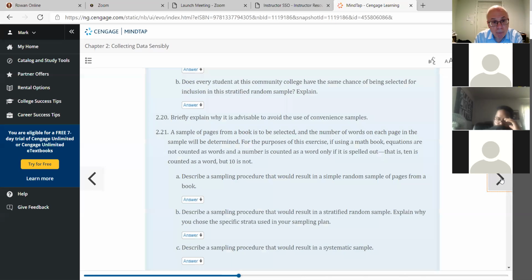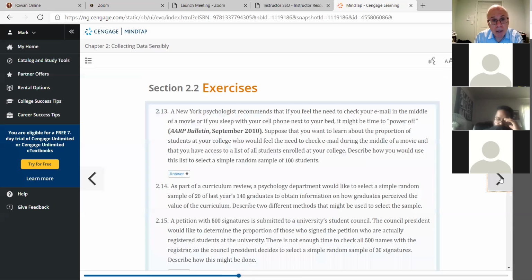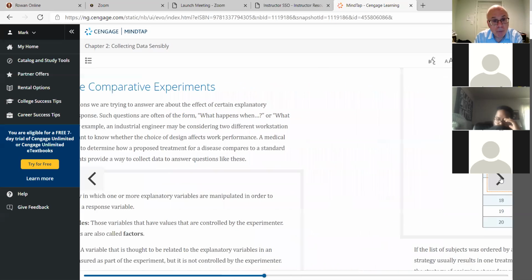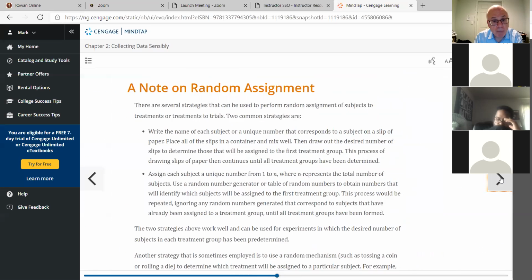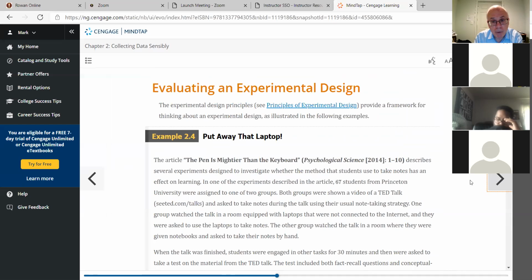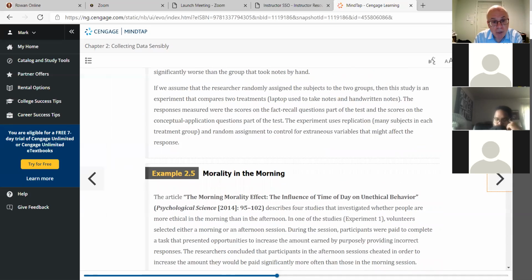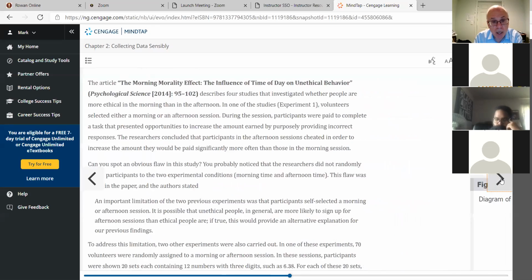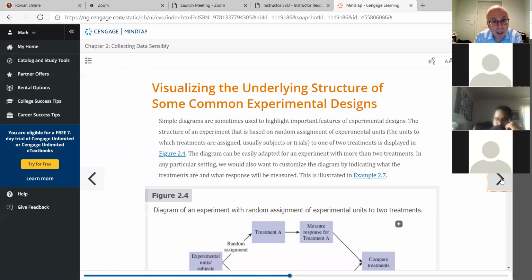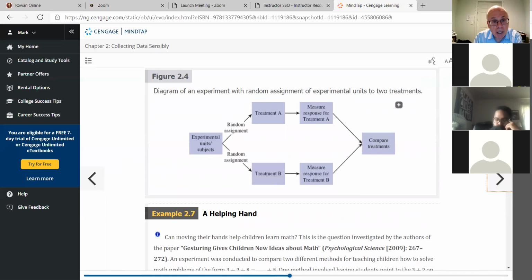All right, and that's pretty much what you need to know about chapter 2, or random sampling. Right? Or that section, random sampling. Now, experimental design, what do you need to know? Just some basic definitions of experimental design. Okay, they give you some diagrams here.